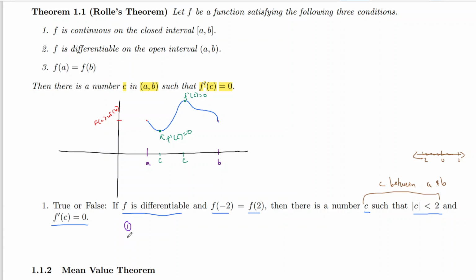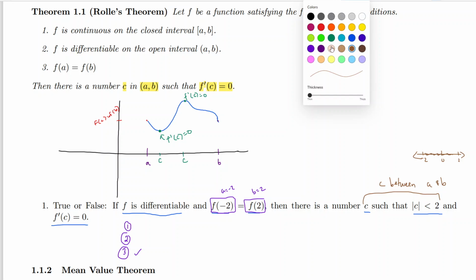So do we have continuity? Do we have differentiability? And do we have that the function values are the same? Well, the third one might be the easiest one to see. Just right away, it does say that the function values are the same. F of a equals f of b. Just remember, a is -2 and b is 2. So we automatically satisfy that one.